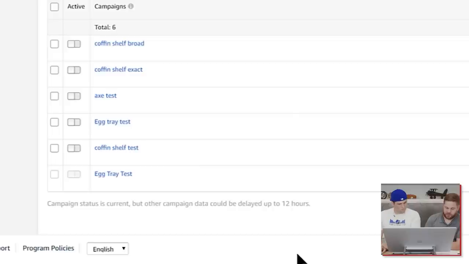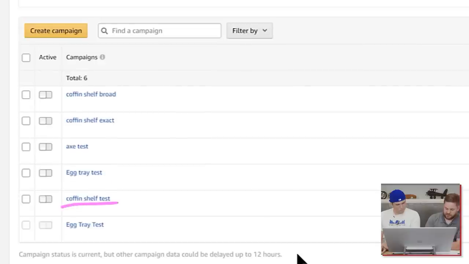So if you look at what we've done here, we originally ran basically a coffin shelf, egg tray, and axe. This is when we were showing you how to set the listings up, and then we actually didn't run that ad. But if you'll notice up here, we have coffin duplicated, and that's because when we first ran our coffin test, we noticed that all of the impressions and information was just on this one keyword, coffin shelves, okay? You can see that right here. The other lines look like there are no impressions, but then all of a sudden coffin shelves had 4,500 impressions.